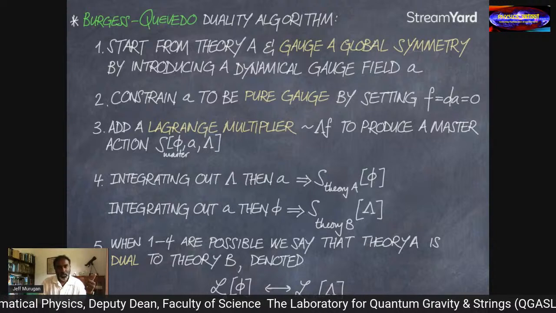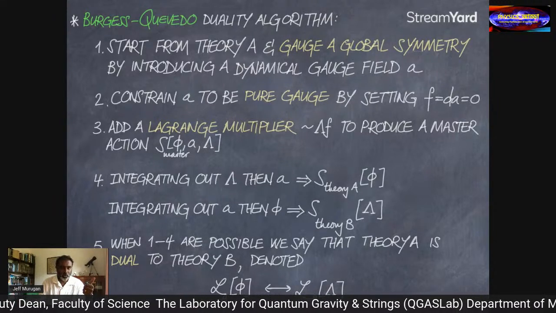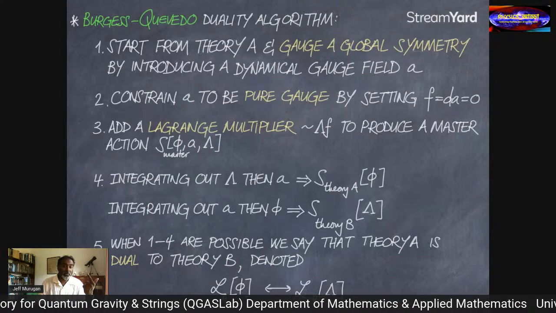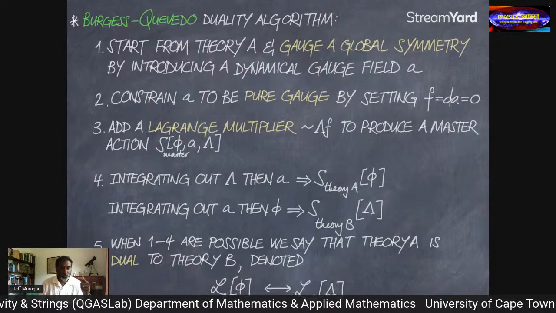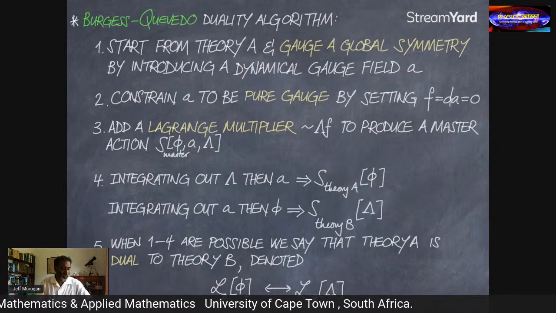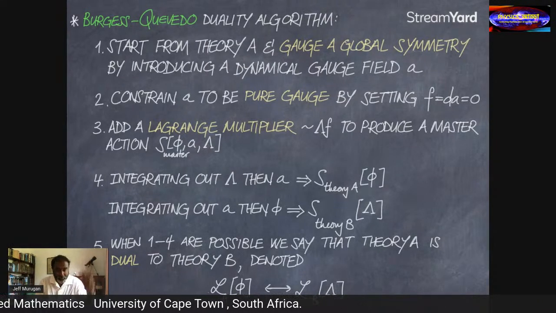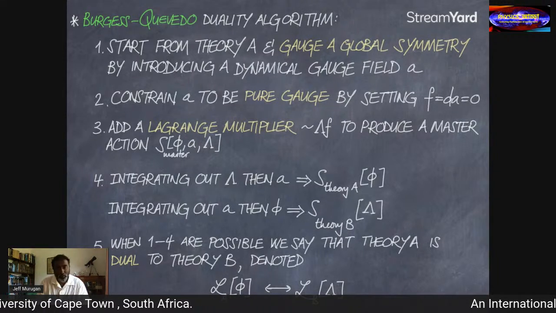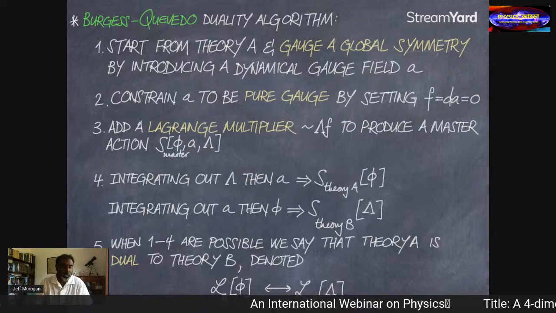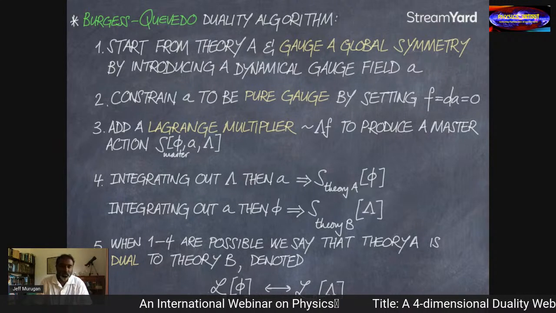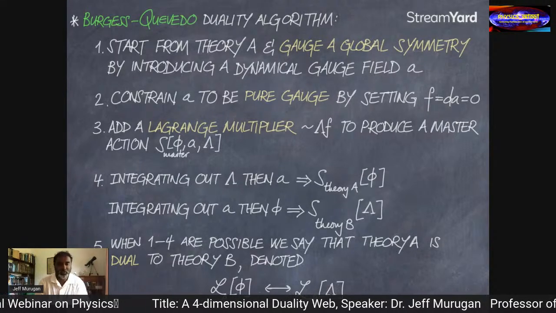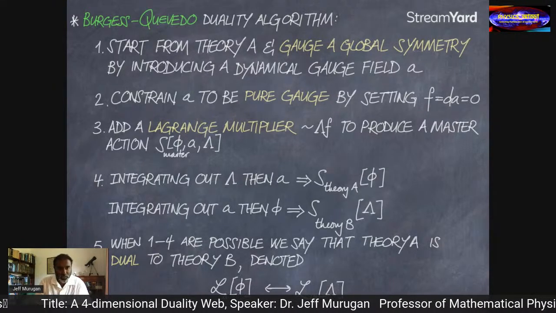Step one, gauge the global symmetry and introduce a dynamical gauge field. Step two, make that dynamical gauge field pure gauge. It's kind of trivial. Step three is, how do you actually enforce that? Well, you enforce it the way you enforce constraints in an integral in general, from what you were learning in first year already, which is by a Lagrange multiplier. In this case, the Lagrange multiplier I'll call lambda. So I add some lambda f term to the action, and that produces a new action, which is actually this master action that I kind of hinted about a little ways back.